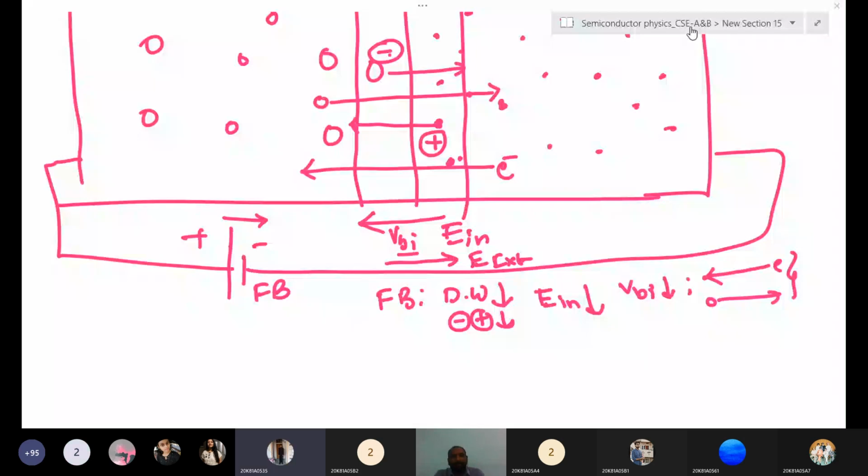Depletion width decreases, yes, due to the decrease in negative and positive charge. Yes, the internal electric field decreases. Yes, the potential also decreases.